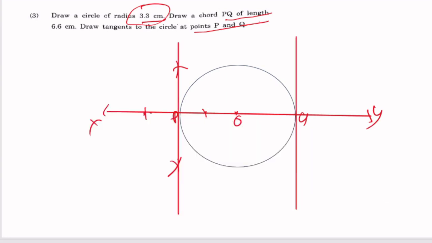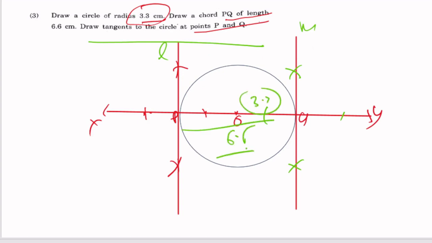Once you draw, your diagram should look similar. Same thing you have to repeat on the right-hand side also. Take some distance, then cut, and you'll get some points, and this way you'll get your diagram. So these two lines, let's say L and M, are tangents to this particular circle, and this is 3.3 and the entire diameter is 6.6. Once you draw it in your book, you'll get the proper solution.